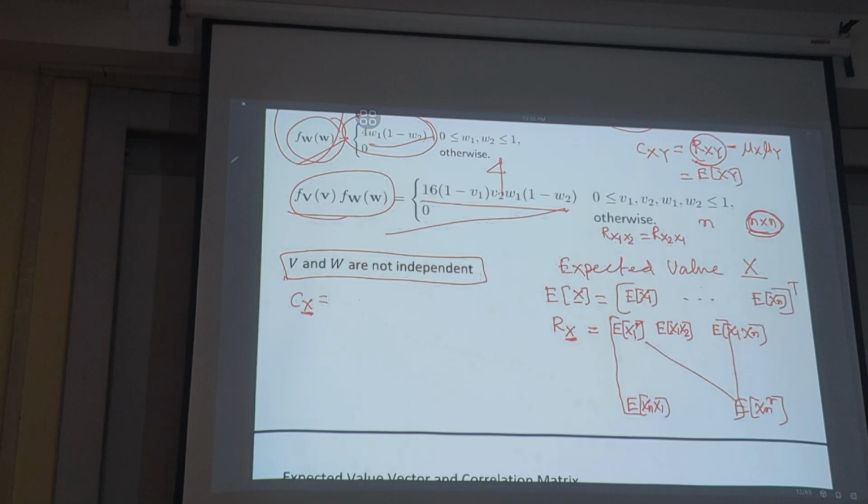So the diagonal elements of the correlation matrix, we call it the correlation matrix, is the second moment of the component. Okay? And also there is a good thing here. The matrix is a square matrix. The matrix is a symmetric matrix, right?